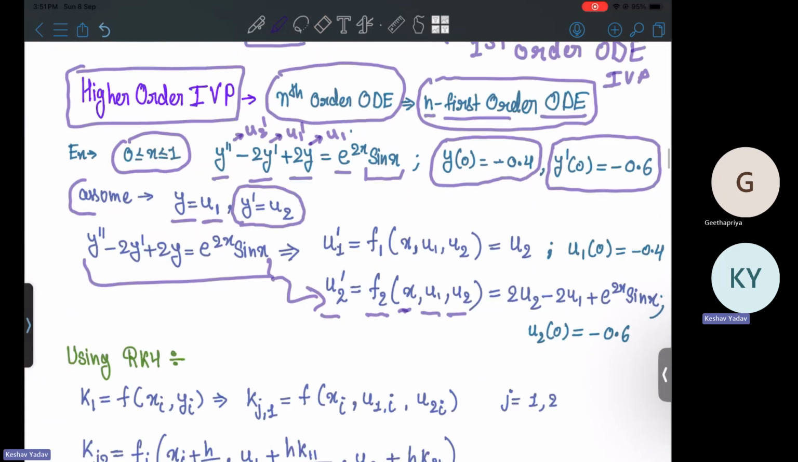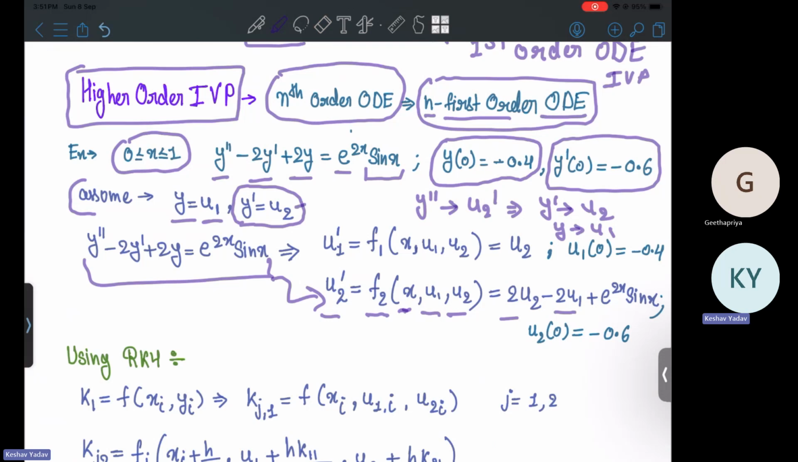And this can be written as 2u2 minus 2u2 minus 2u1 plus e to the power 2x multiplied by sin x. Here what we have done, we have replaced y double prime as u2 prime and y prime as u2 and y as u1. Okay, this is what we have done.